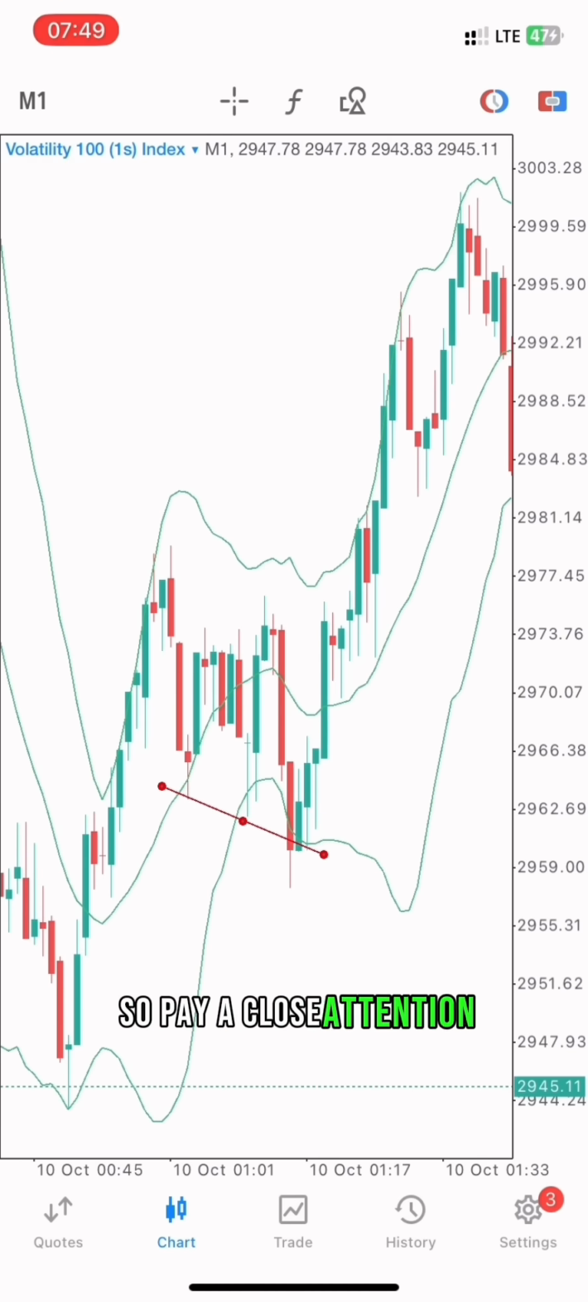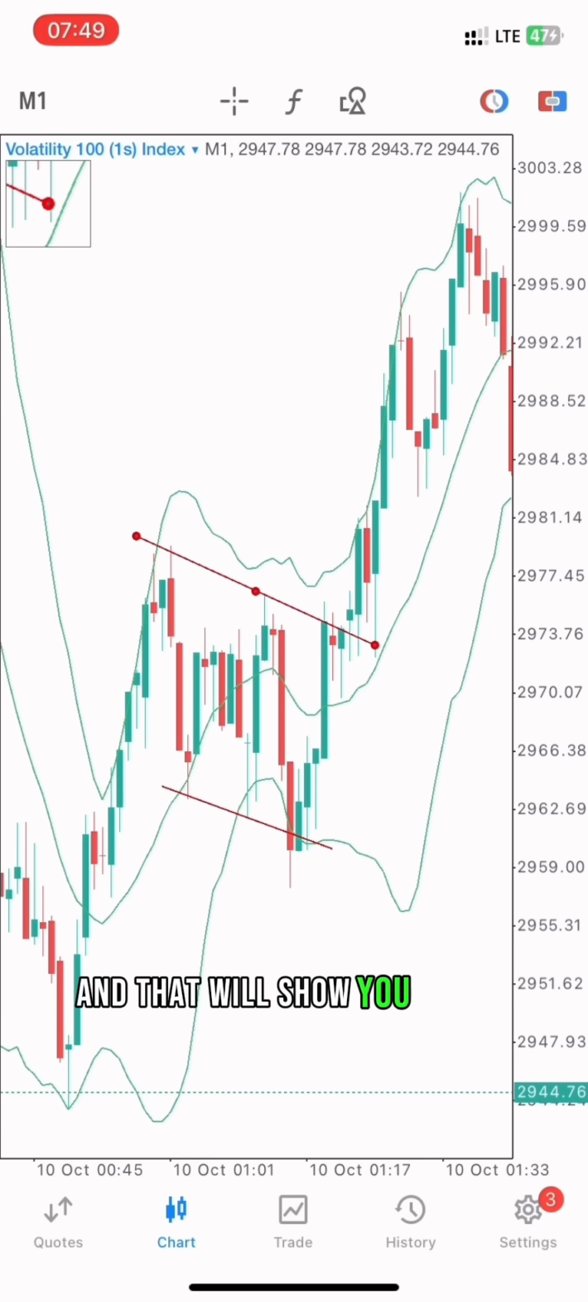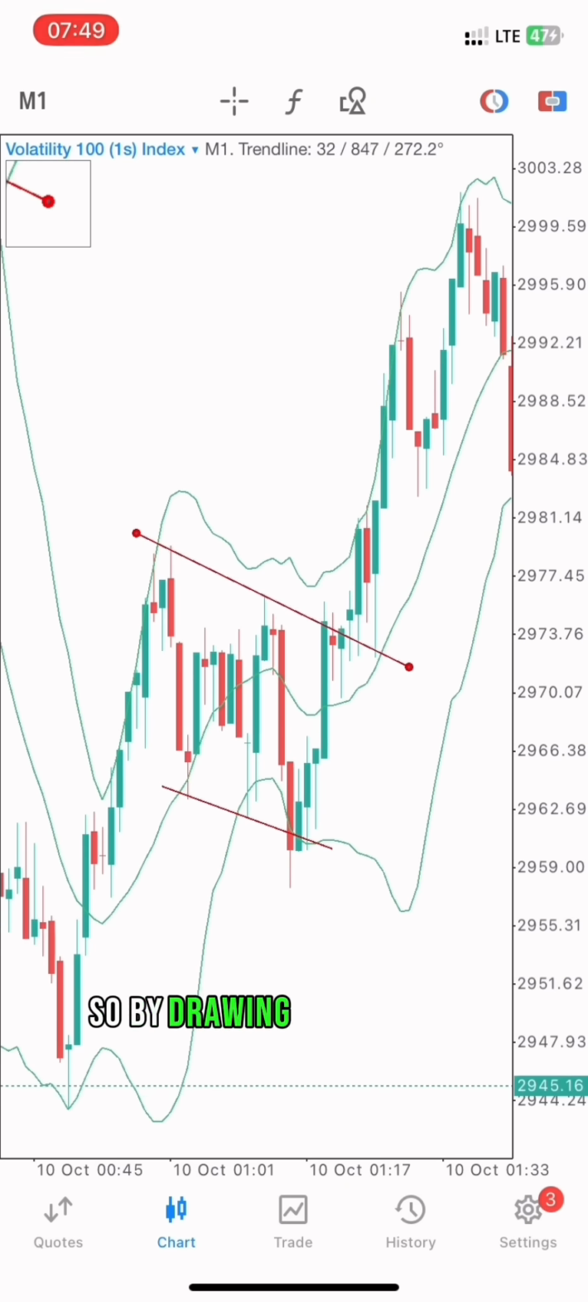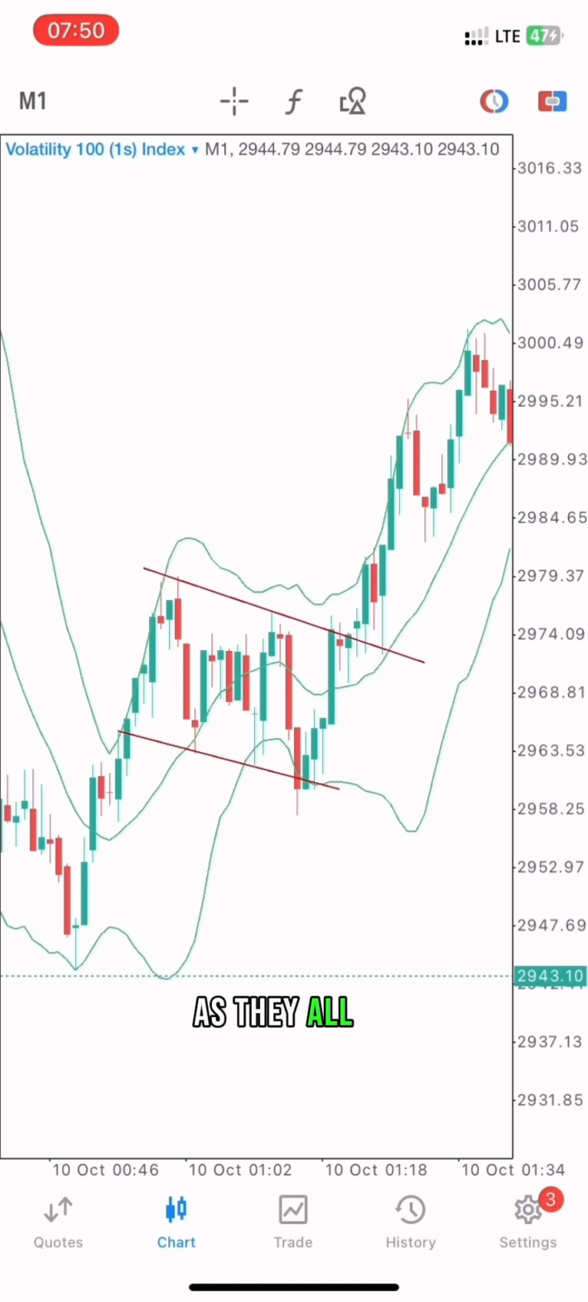The first thing you want to do when you identify the market is draw trend lines. That's the first thing you do, and that will show you where the market is going to go. By drawing the trend line, you know what kind of trend and pattern you have, whether you're going to have a flag, a falling wedge or a rising wedge. For this instance, this is a bearish flag and it went bullish, as they all do.